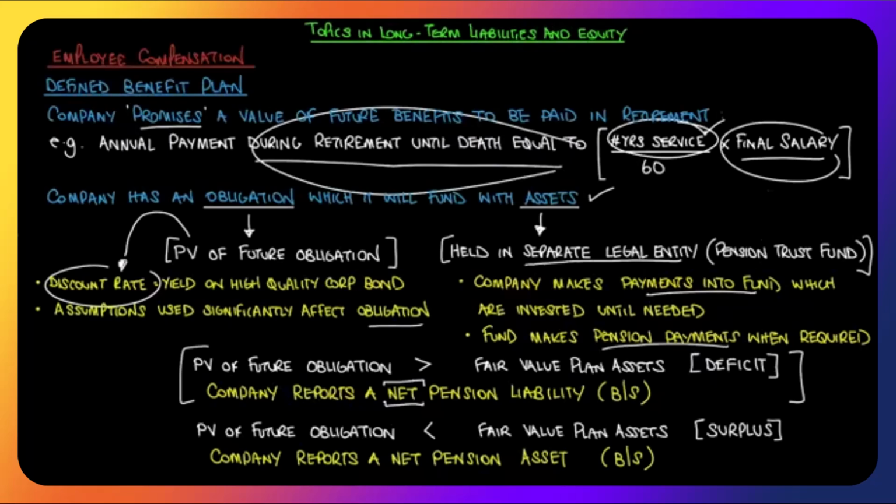If the present value of the future obligation is less than the fair value of plan assets, you have a surplus. Great news. And that surplus will be shown as a net pension asset. And that does it for balance sheet reporting.